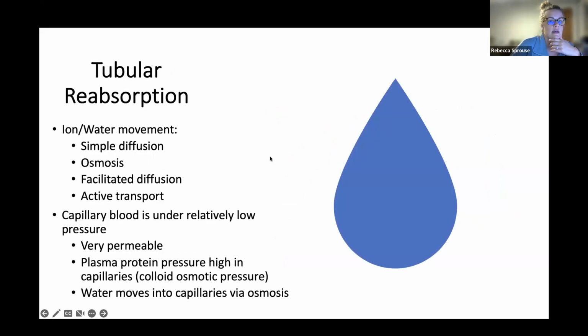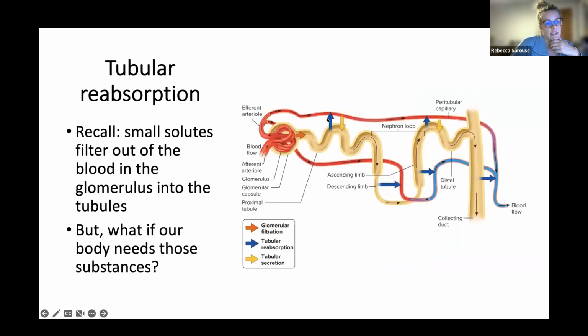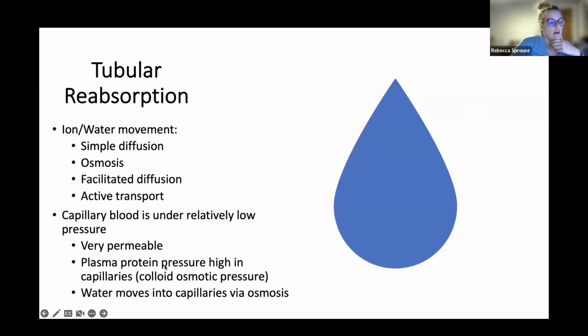A lot of these ions are transported through different mechanisms: simple diffusion and facilitated diffusion, which are passive processes. There's also some active transport, which requires ATP, and then water will move by osmosis, following concentration gradients. The capillary blood is under relatively low pressure though, so it's very permeable. And the plasma proteins that are in the bloodstream basically are attracting water via osmosis because of that colloid osmotic pressure, but the rest of this can pass mostly by passive mechanisms and some active mechanisms as well.